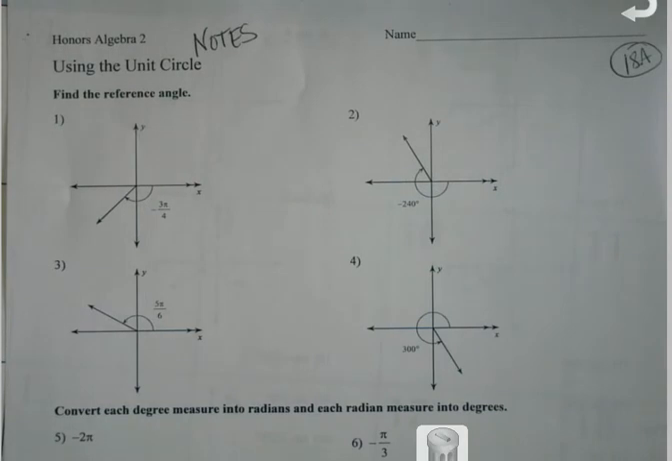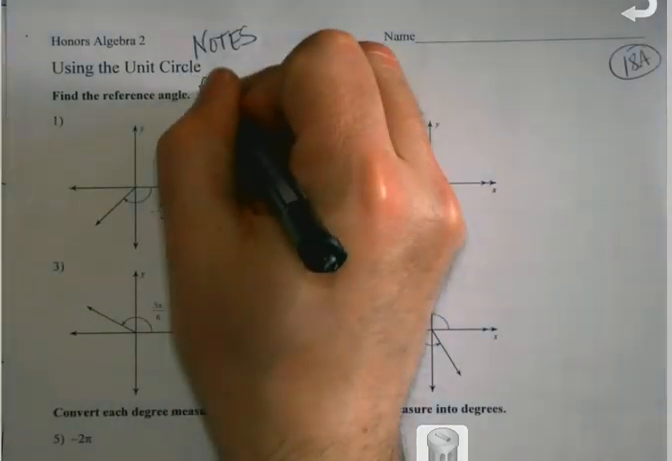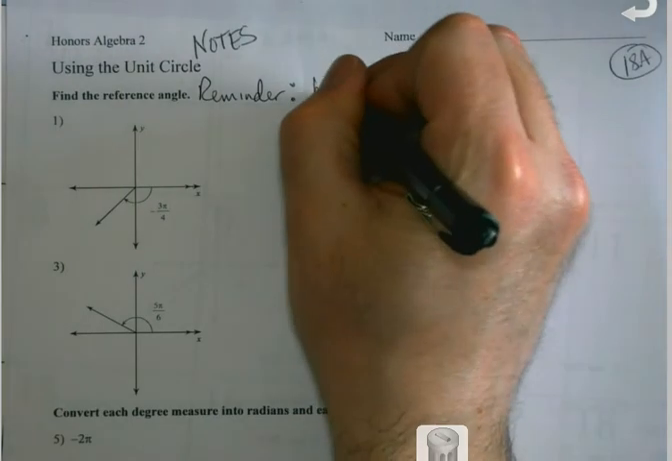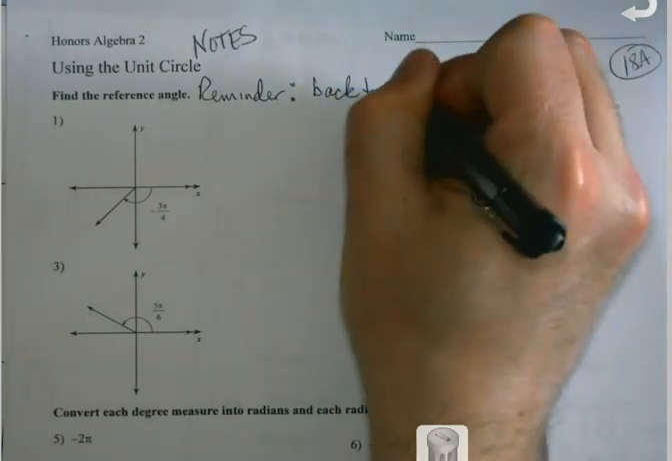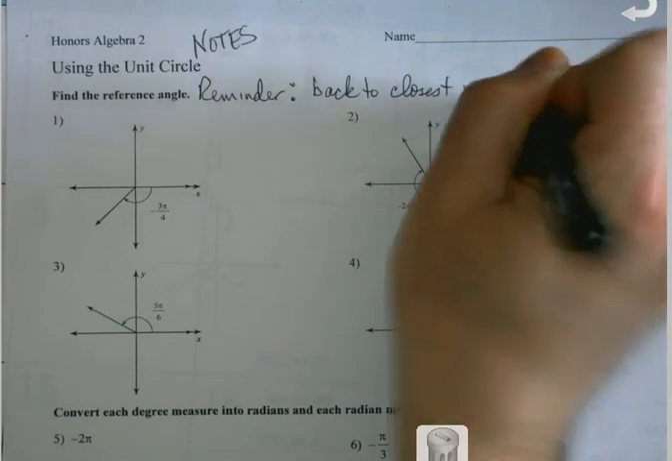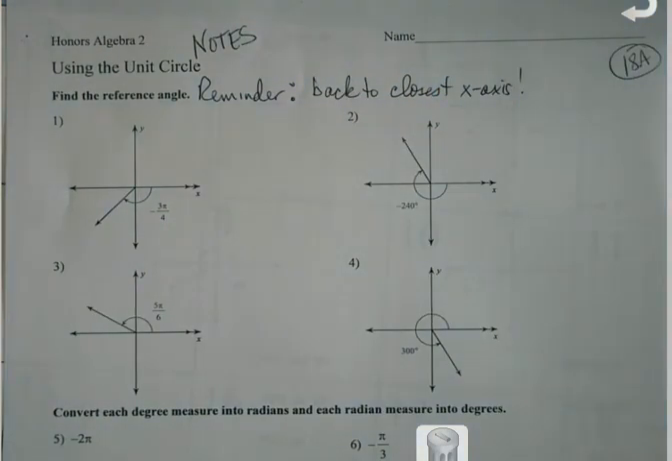All right. So here's what we're going to do. When we're looking for a reference angle, this shouldn't be new. Reminder. We're trying to get back to the closest x-axis. Now there's ways with formulas to do this. If you're close to the x-axis on this side, maybe you're going to use 180. If over here, it might be 360.